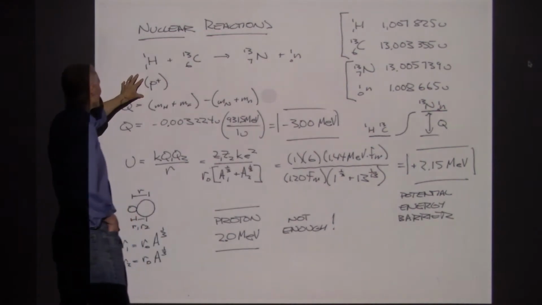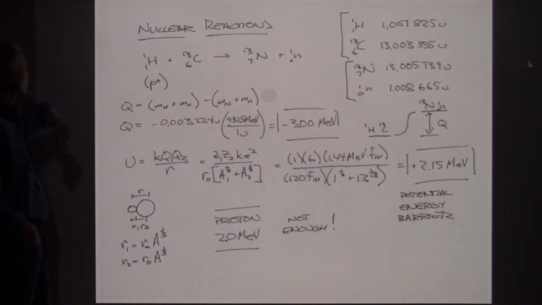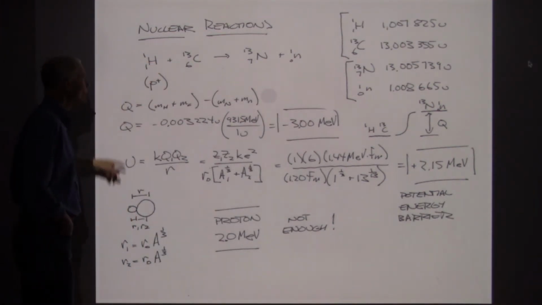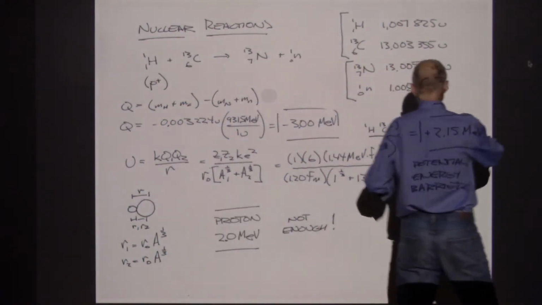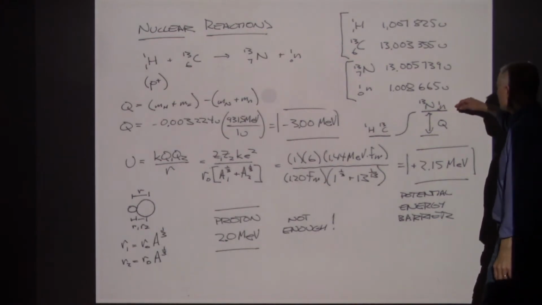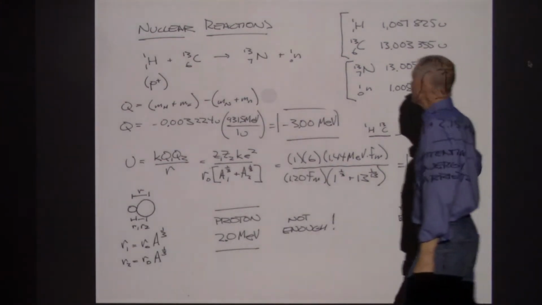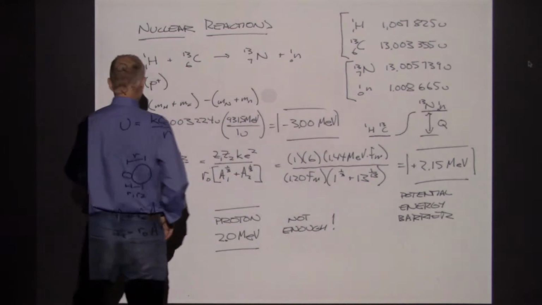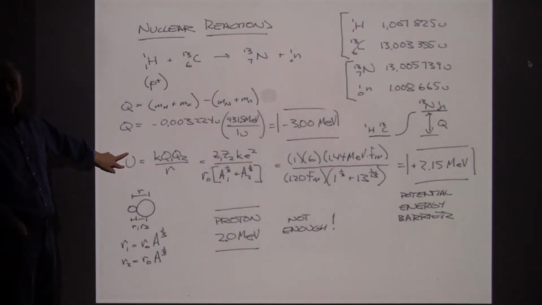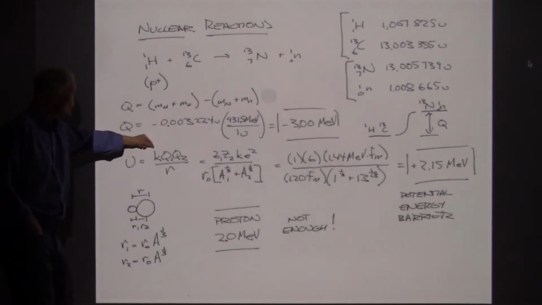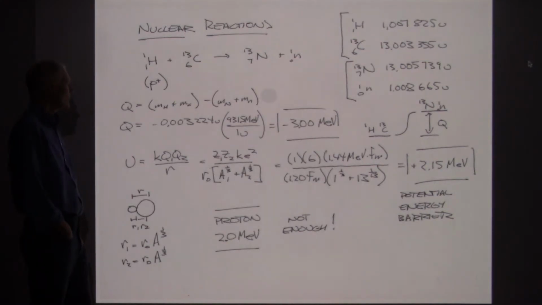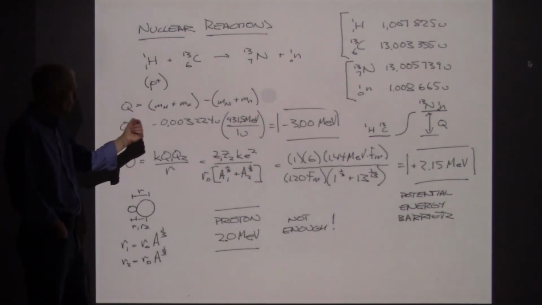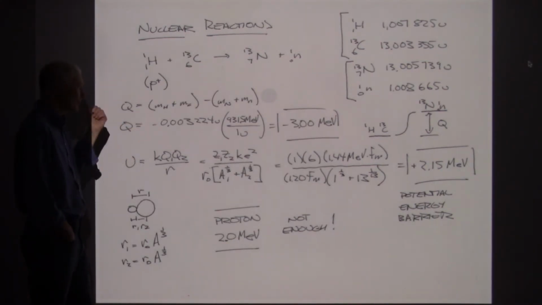I don't want to use the mass of the proton. I want to use the mass of hydrogen-1. The Q value turned out to be -3, so the stuff that we're producing is going to be higher in mass. And in addition to that, I've got to calculate the potential energy barrier. So I've got to go back and calculate the electric potential energy using kQ1Q2 over r. It's going to follow the same pattern of calculations that we did before.